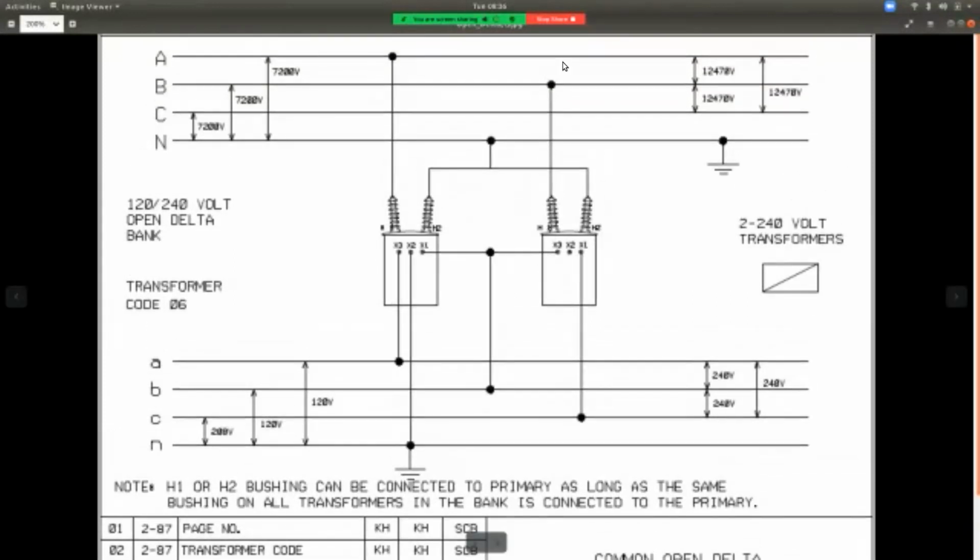So that's open delta. And like I said, we'll have plenty of chances, when we get back in the classroom, to draw these things out. This is just to get you up to speed here of open delta, closed delta, and Y. So stop that share. I am going to pause the recording here.